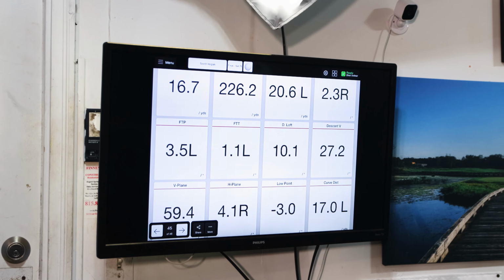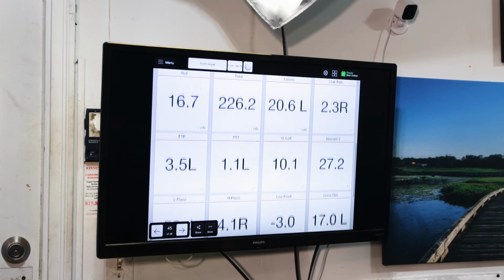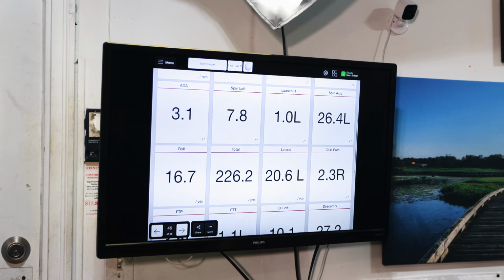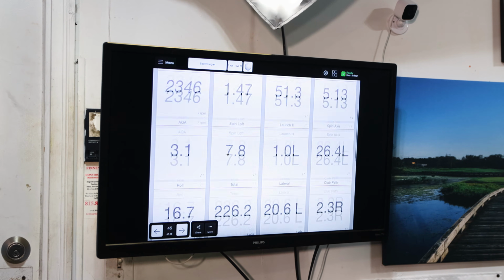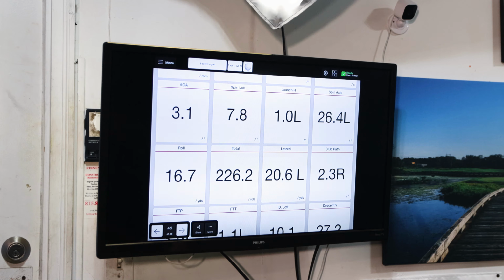So we look at that one. You can see my horizontal swing plane 4.1 to the right. That made my club path 2.3 to the right, and my angle of attack was hitting up on it. I got my draw, maybe a little too much of one, but pretty good there as we're going through and generating a club path. Okay?